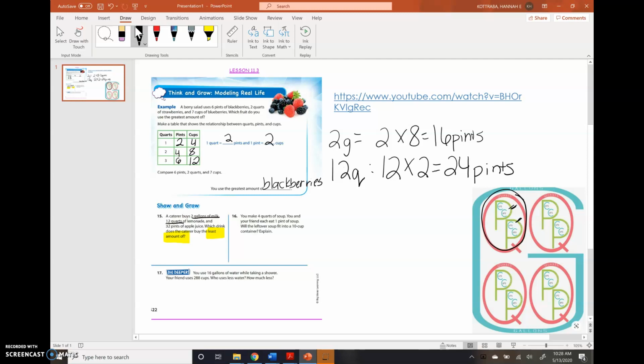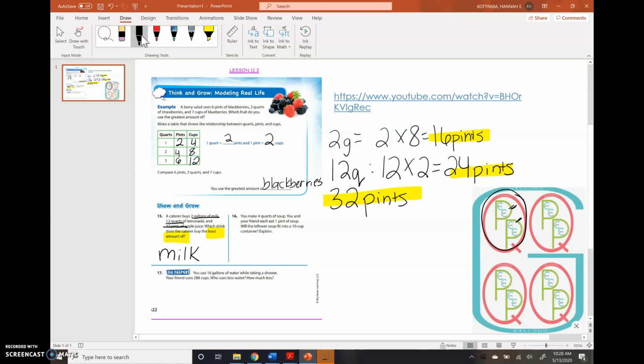And then they made it easy on us. The apple juice is already in the unit that we want, pints. So now it's really easy for us to see which one is the least. Well, 16 would be the smallest number, so the caterer bought the least amount of milk.